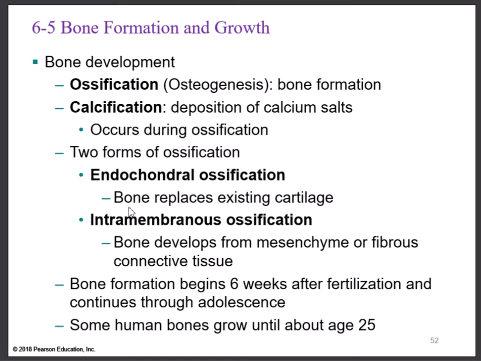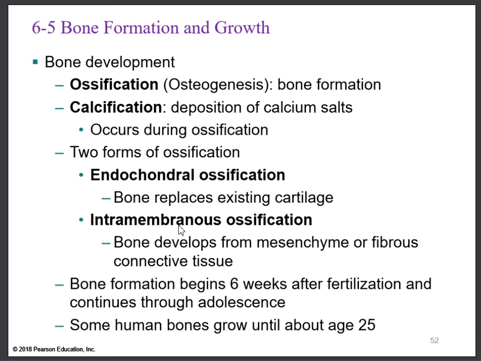The first one is known as endochondral. Whenever you see a chondro, think cartilage. Very simply, as an overview, we're going to make bone from an existing hyaline cartilage model, right? So we're going to have a piece of cartilage, let's say in the arm or the thigh, that type of thing. And that piece of cartilage is going to be replaced by bone, right? Endochondral.